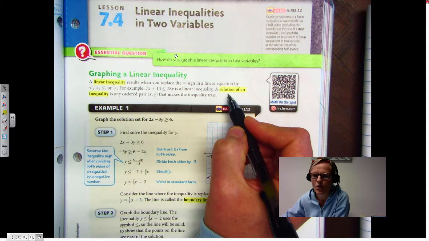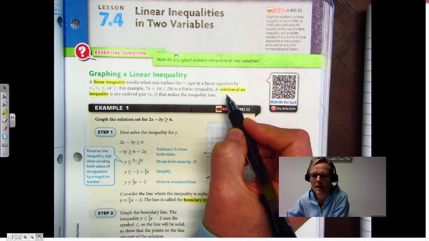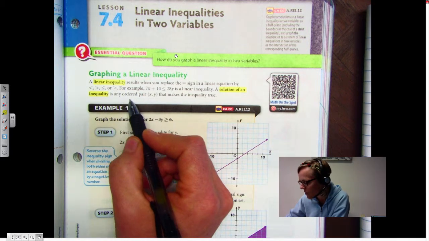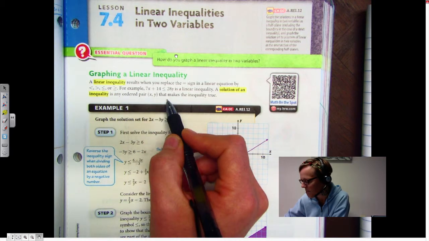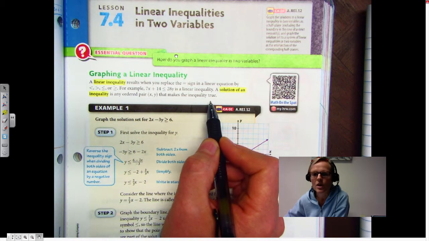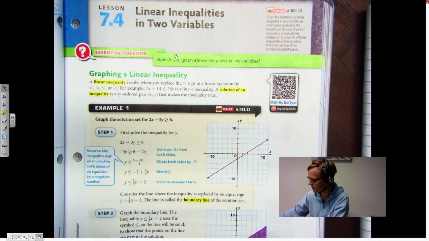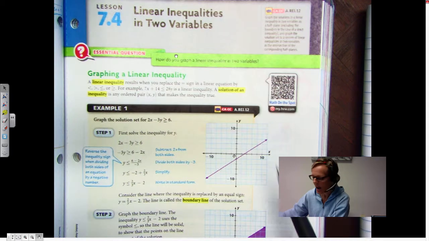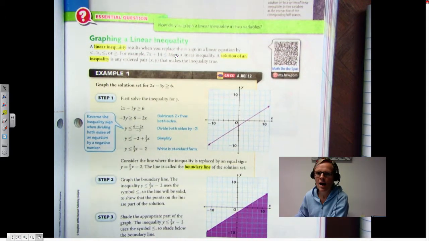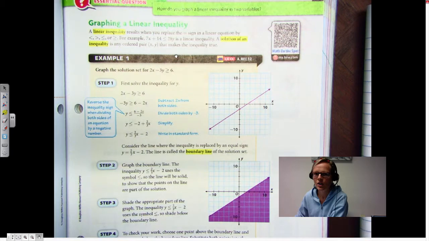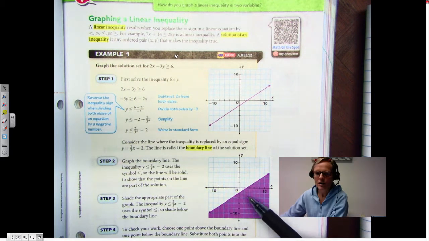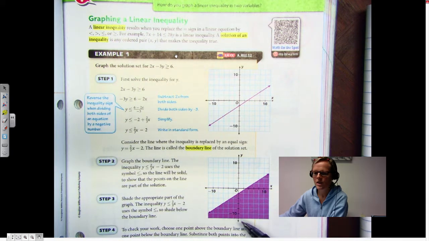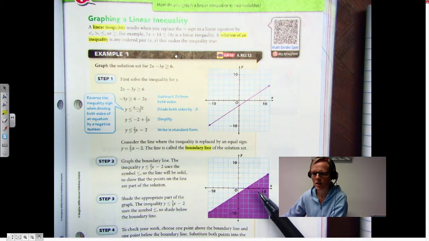Solutions are the same for an inequality as they were for an equation. Solutions of an inequality are any ordered pair x, y that makes the inequality true. So just a brief preview. This would have been a linear equation. And now this is going to be the graph of a linear inequality down here. So all of these shaded coordinates are solutions to this inequality.